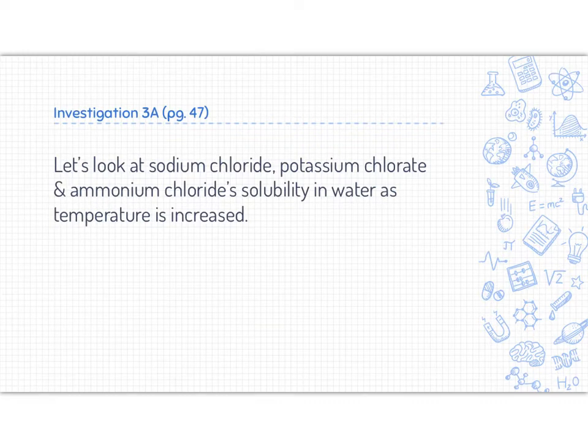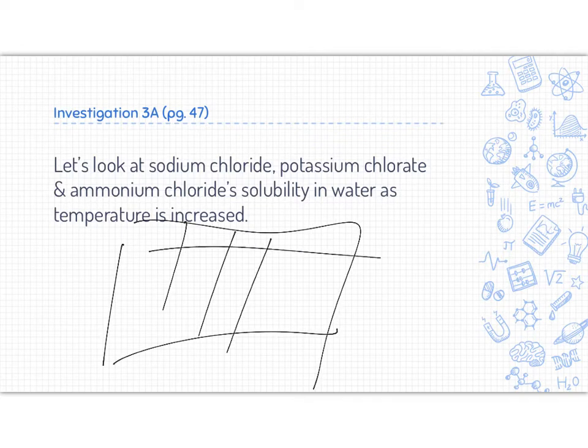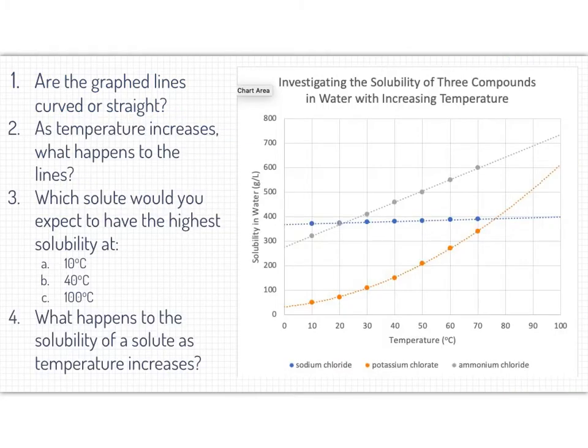So let's take a look at the solubility of sodium chloride, potassium chlorate, and ammonium chloride in water as their temperatures increased. This investigation is on page 47 of your textbook, and it had a table of values, and I plotted those for you already in this graph. So a couple questions to go through. Are the graphed lines curved or straight?